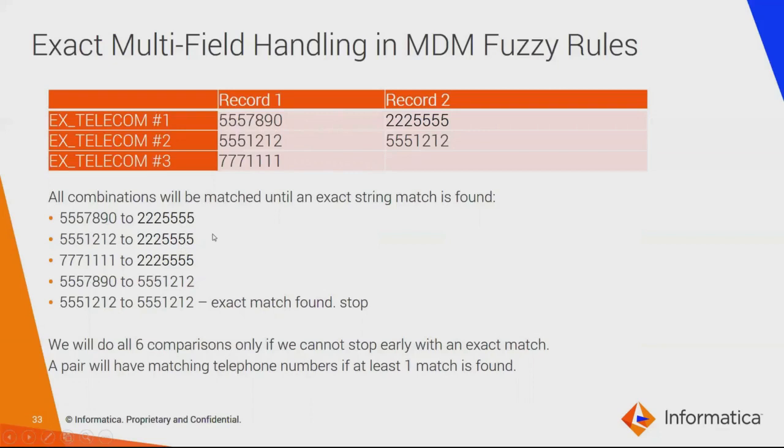And that's why non-matches can be expensive, because we have to iterate through all the child combinations before we can say that there is no common phone number, for example. Okay, and so that's for exact fields.